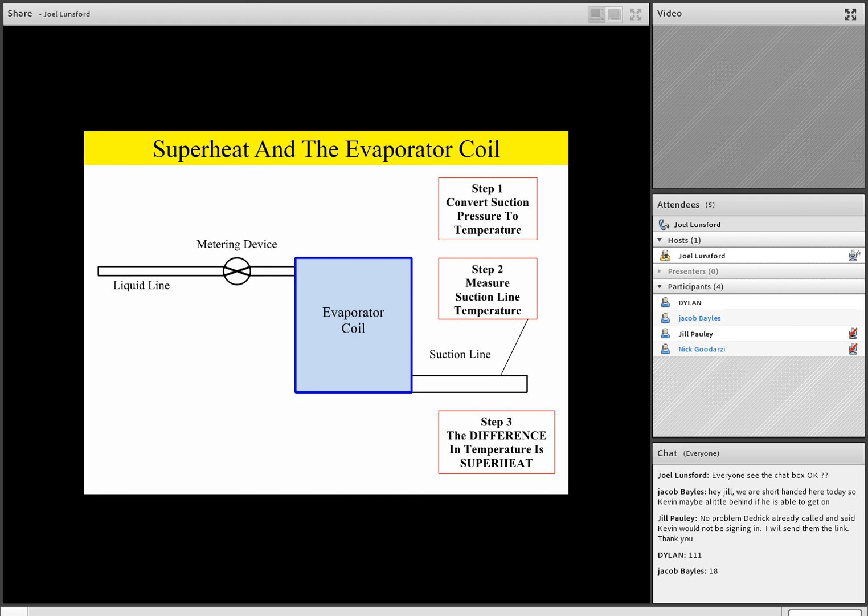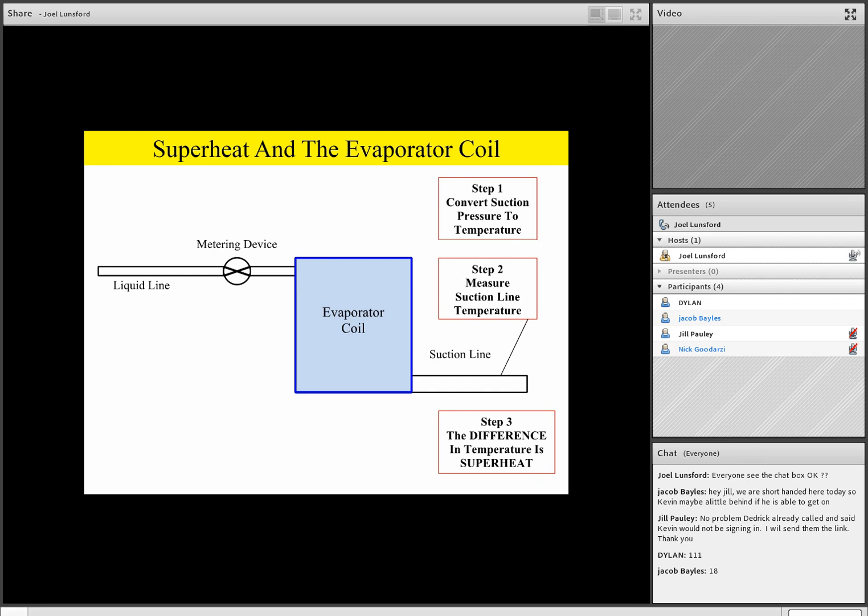Step number 2, we're going to clamp on with a good high-quality digital thermometer and temperature clamp. We're going to clamp onto the suction line at the outlet of the evaporator and read the temperature of the suction line. Step number 3, we're going to compare the temperature that we got off the pressure temperature chart and the physical temperature of the suction line, and find the difference between those 2 temperatures. The difference will be your superheat level.